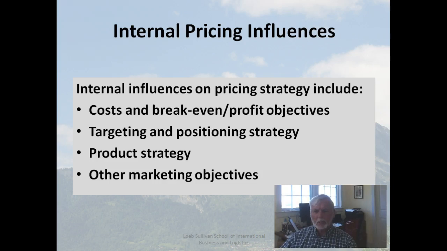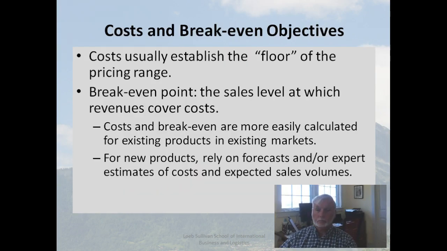Next thing we need to look at is the targeting and positioning strategy that we've come up with for our product. Who are we targeting and how are we going to position the product has a lot to do with how we set price, what the strategy is for the actual product itself, and maybe some other marketing objectives, which might be social objectives or market share objectives, all sorts of different kinds of objectives that might affect our pricing decisions. First, let's talk about costs and break-even.